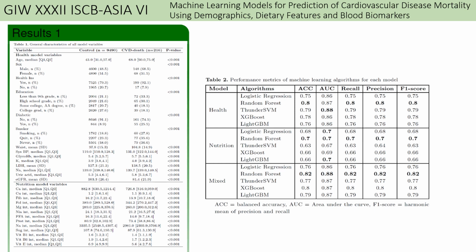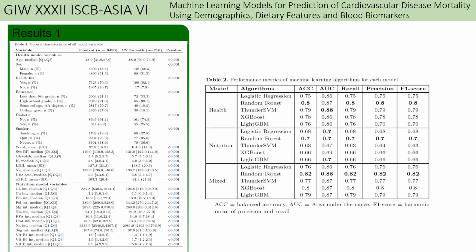In Table 2, we examine the efficacy of the machine learning algorithms for the health, nutrition, and mixed models. Notably, the random forest algorithm excelled in all 3 categories. When comparing the 3 models, we can see that the mixed model outperformed the other 2, followed by the health model and finally the nutrition model.